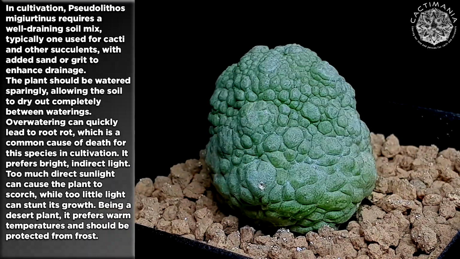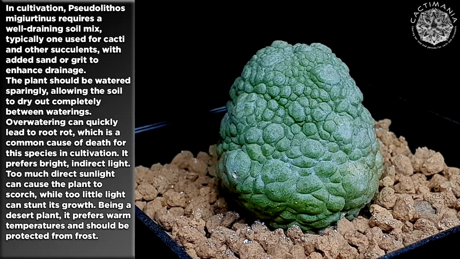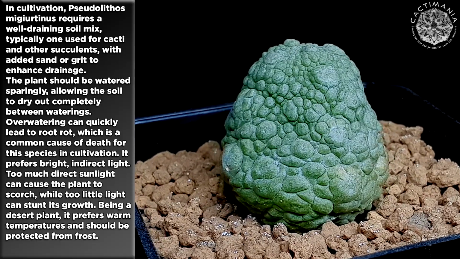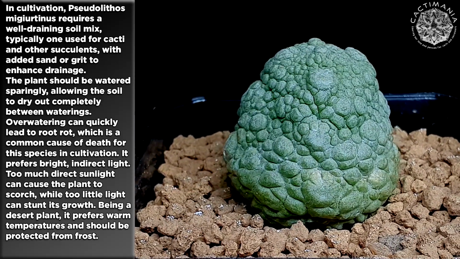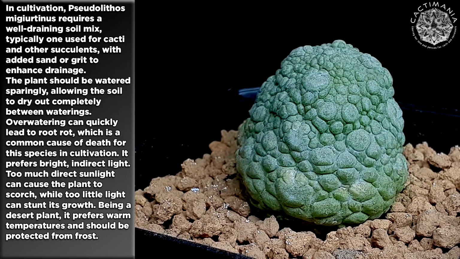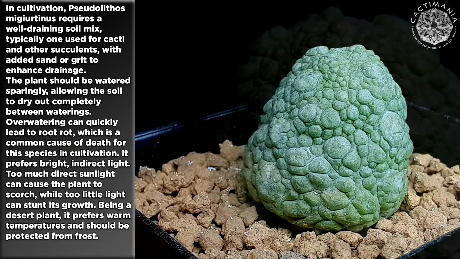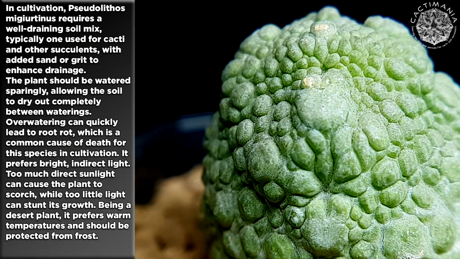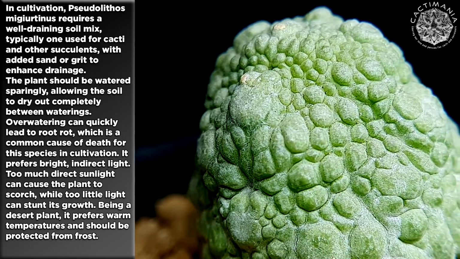In cultivation, Pseudolithos Migiurtinus requires a well-draining soil mix, typically one used for cacti and other succulents, with added sand or grit to enhance drainage. The plant should be watered sparingly, allowing the soil to dry out completely between waterings. Overwatering can quickly lead to root rot, which is a common cause of death for this species in cultivation.